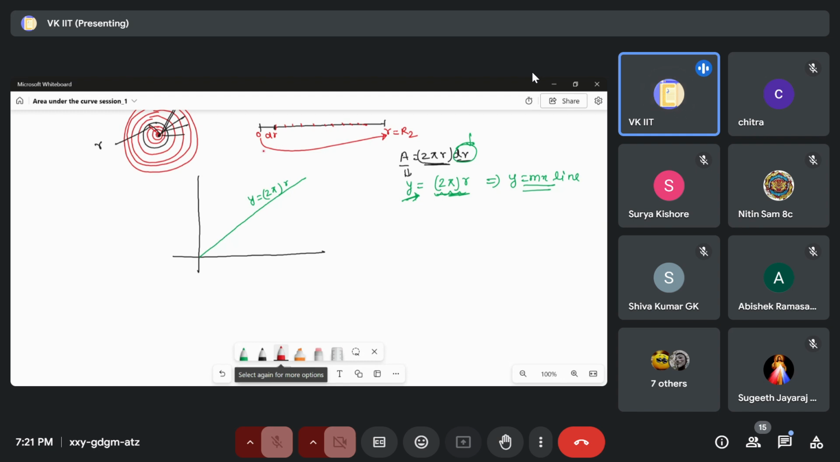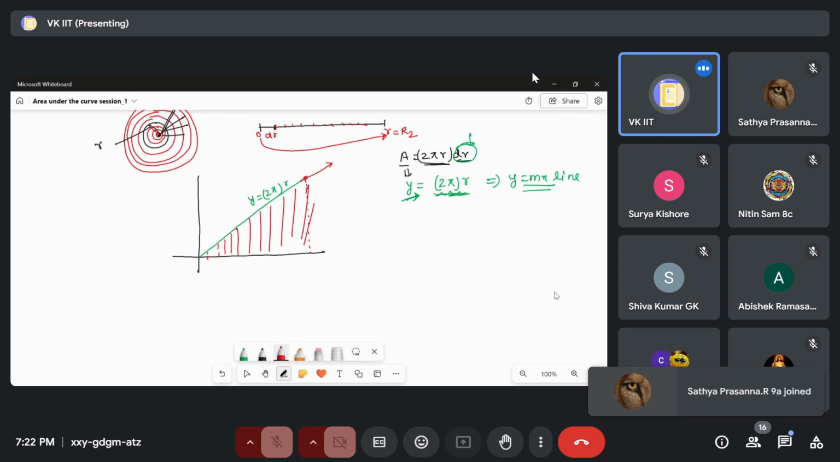So now whatever area we have to find out will be nothing but the area under this line. This line can be extended to any part.